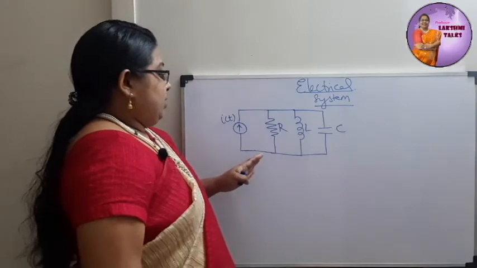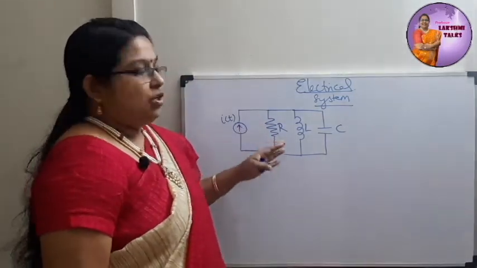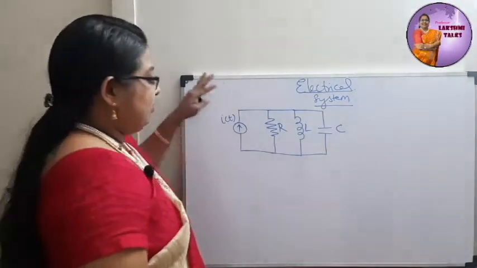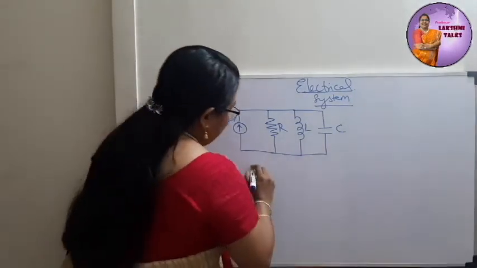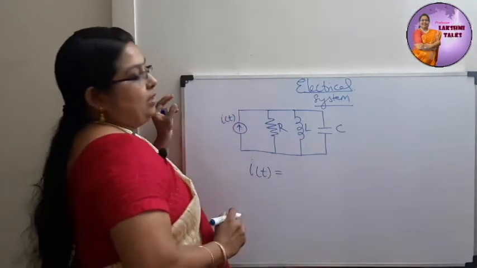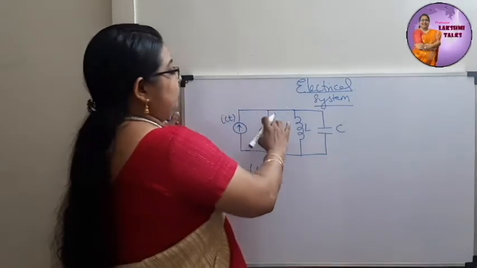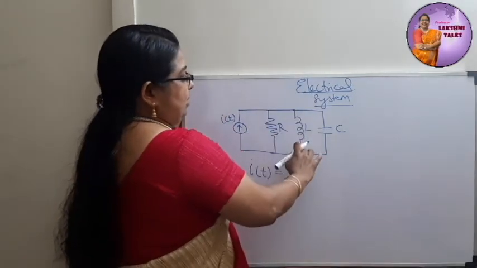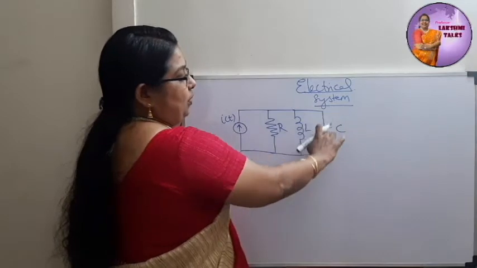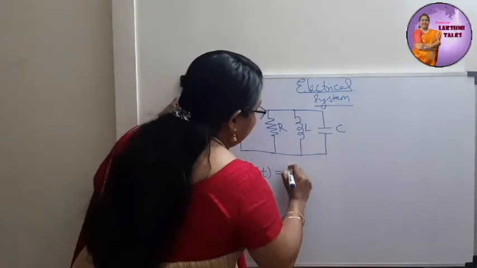Now, how to get a mathematical equation for this? Kirchhoff's current law is the physical law governing this system. So now it will be the current I of t is equal to the current that is flowing through resistor plus the current that is flowing through inductor plus the current that is flowing through capacitor.